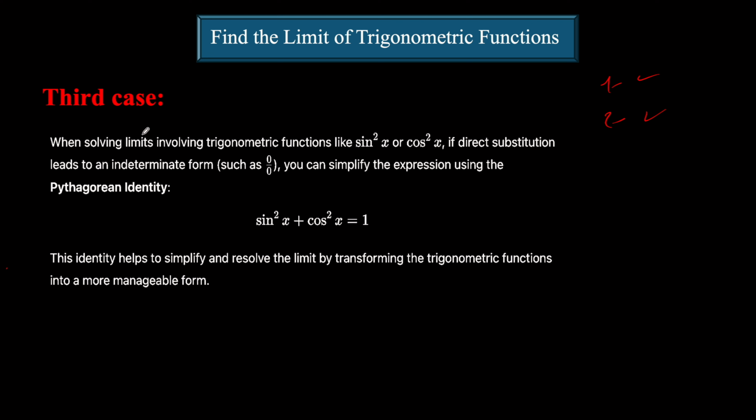So when solving limits involving trigonometric functions like sine squared x or cosine squared x, if direct substitution leads to an indeterminate form, such as 0 divided by 0, you can simplify the expression using the Pythagorean identity. Sine squared x plus cosine squared x is equal to 1. Okay, so this is a Pythagorean identity. This identity helps to simplify and solve the limit by transforming the trigonometric functions into a more manageable form.